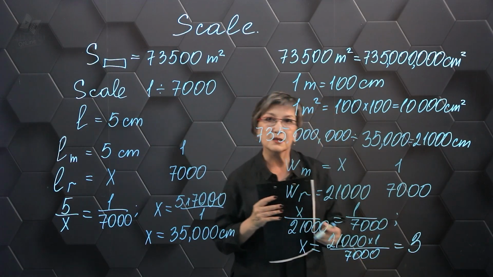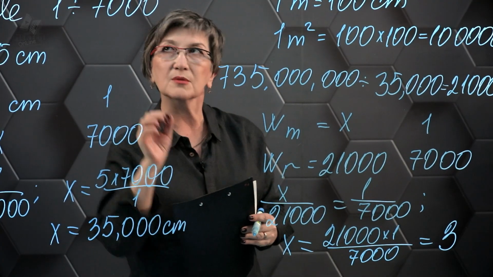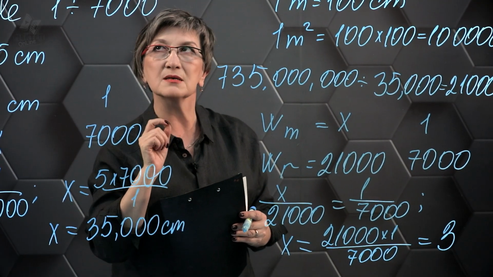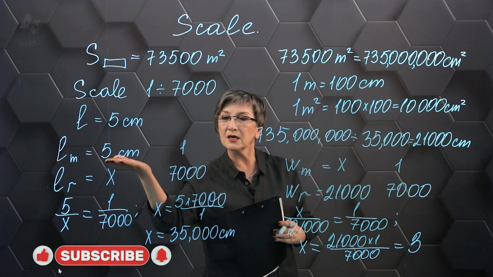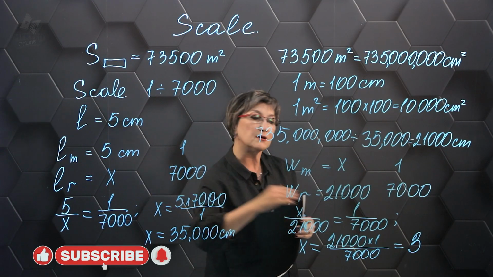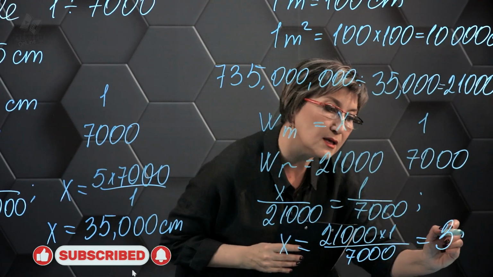We get 3. Our plot, which is 73,500 square meters, is represented by a rectangle with a length of 5 centimeters and a width of 3 centimeters.